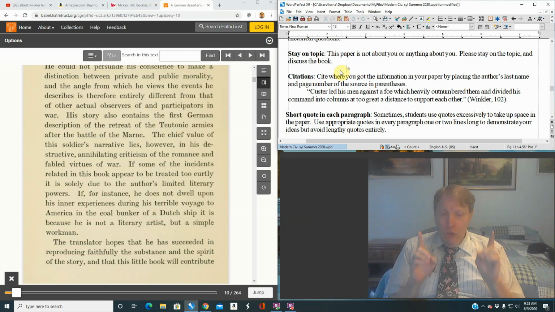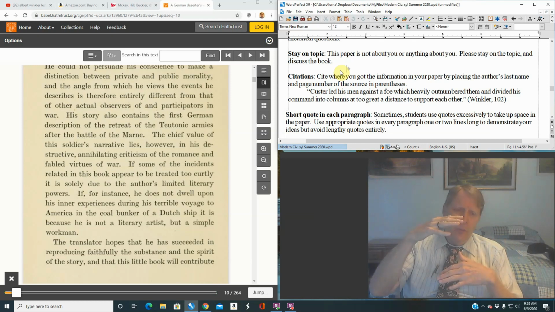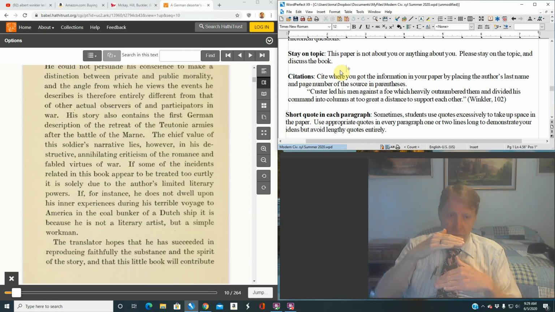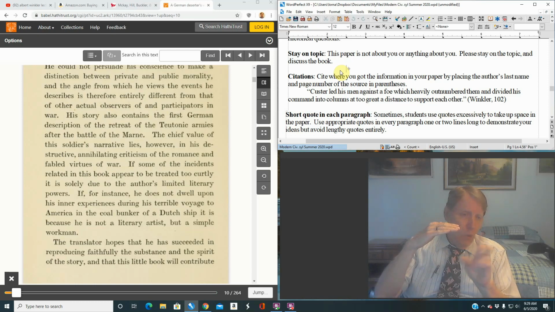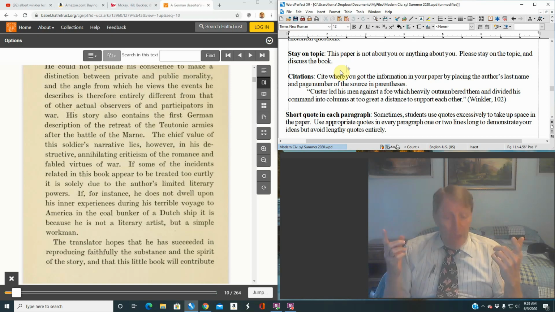I'm asking you to have read the book. If you're talking about an issue from the German Deserter's War Experience, put it in a paragraph. I do appreciate the paragraph structure. You put that in a paragraph. Just give me a short quote, 1 or 2 lines. Don't give me big quotes. That's not necessary. A short quote, 1 or 2 lines, to demonstrate what you're talking about.